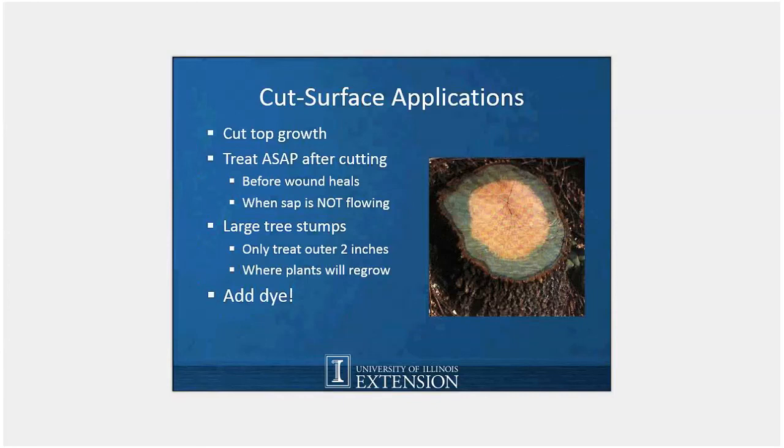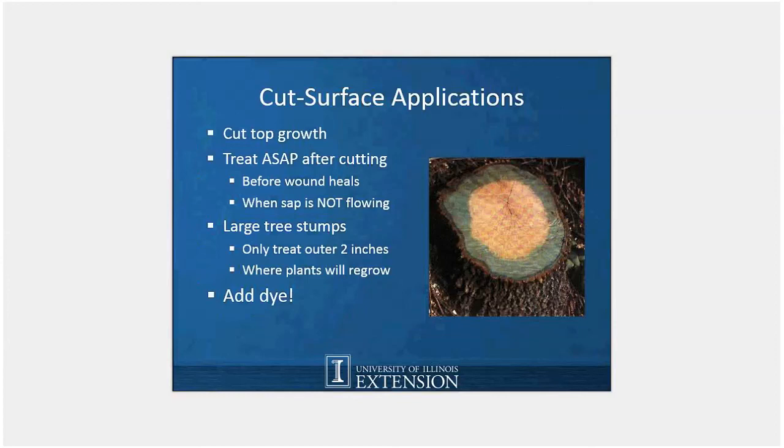And cut surface applications are, again, just like the name says, we're going to cut either a whole tree down like you see here with this large tree stump, or maybe we're just cutting the honeysuckle branches back, or cutting the bittersweet back, or the coloratus back. And so then, to prevent it from resprouting, we actually treat that cut surface area.